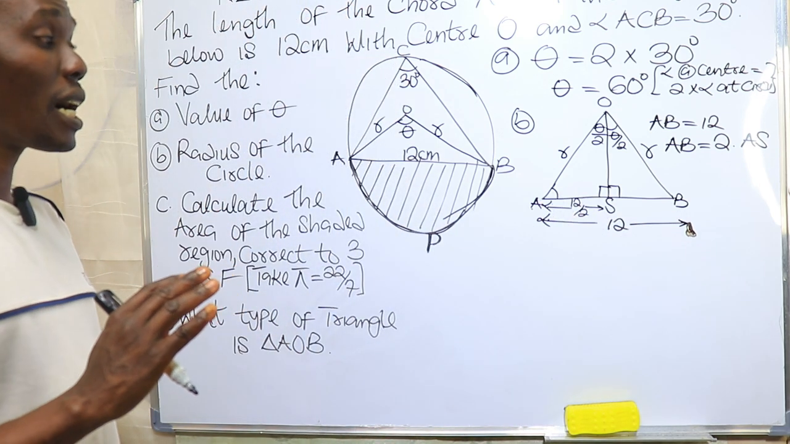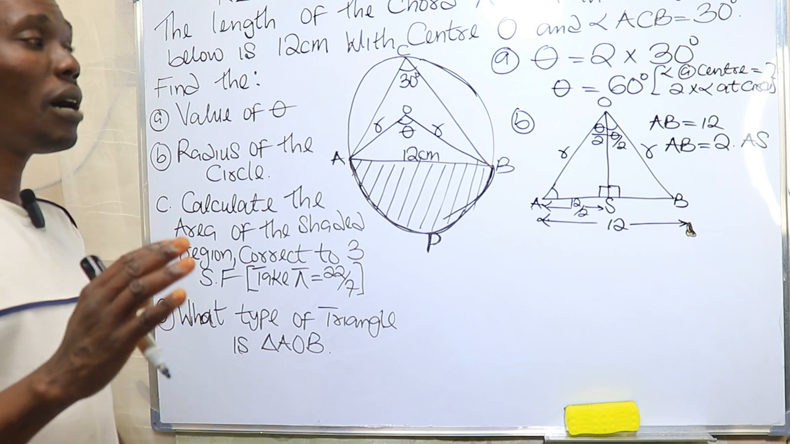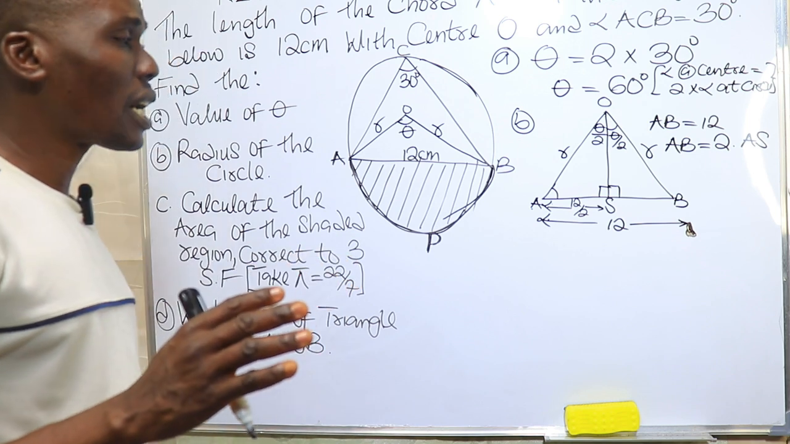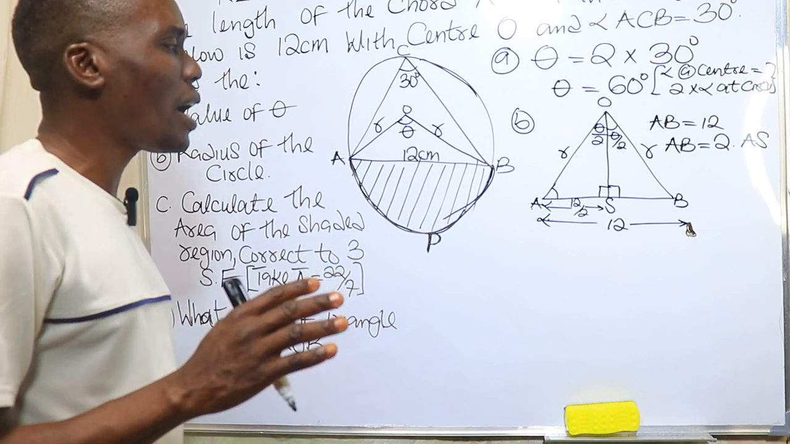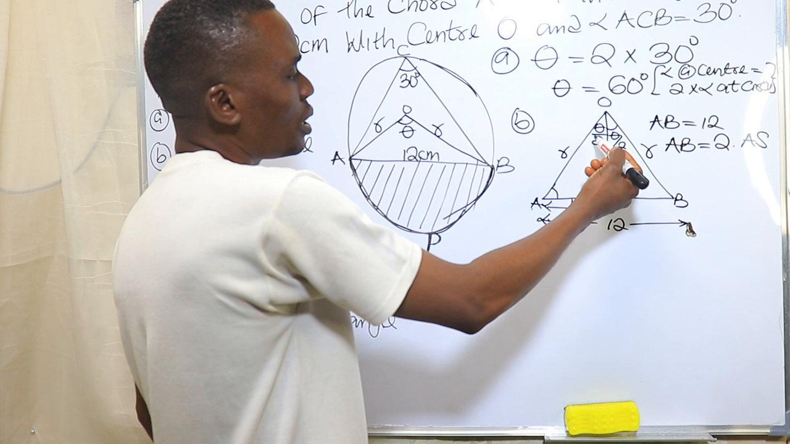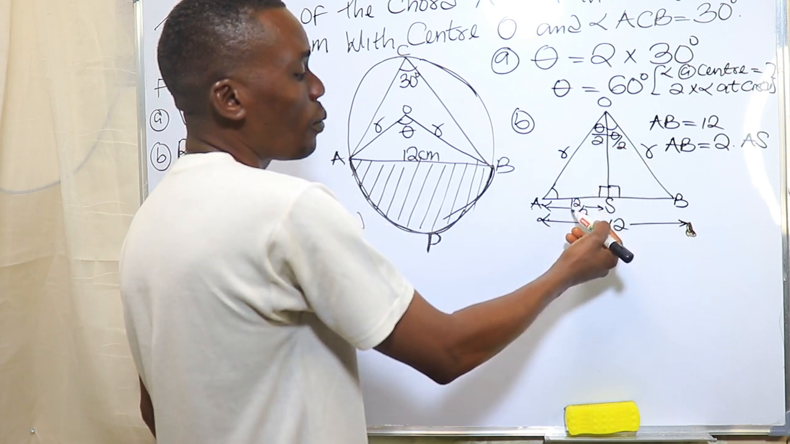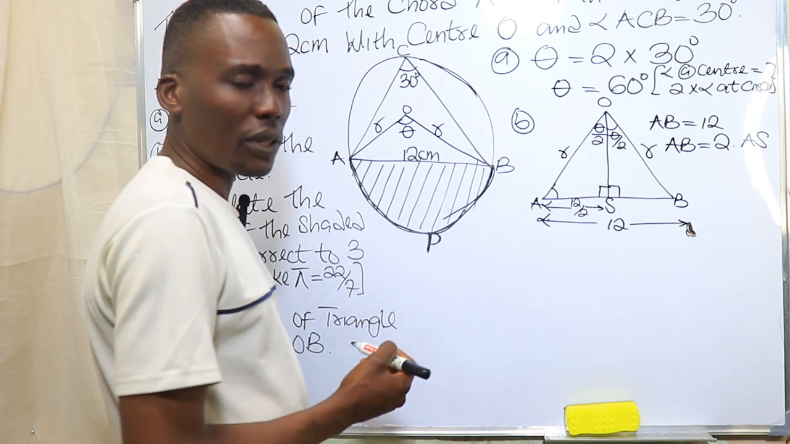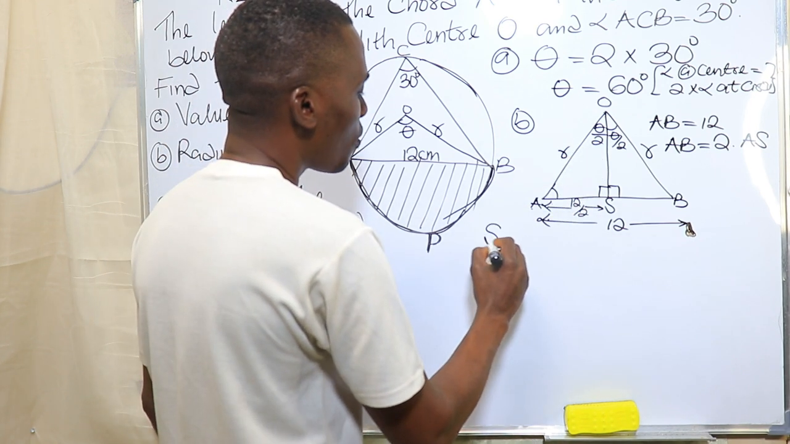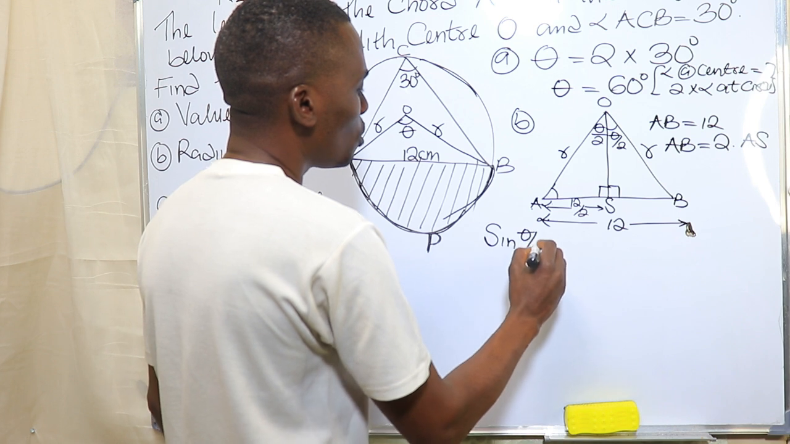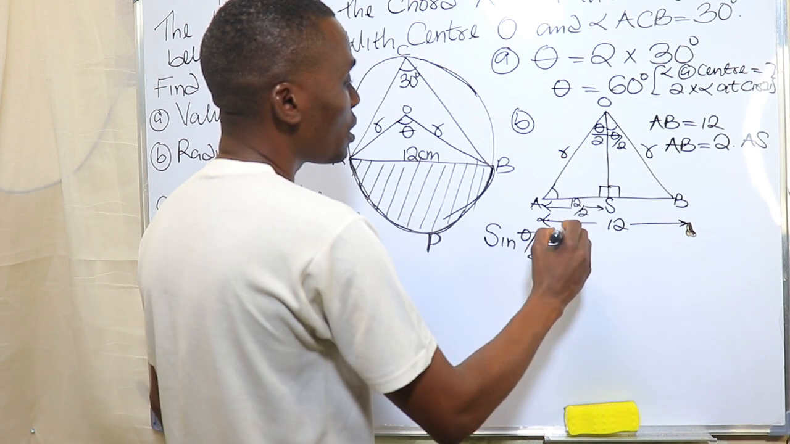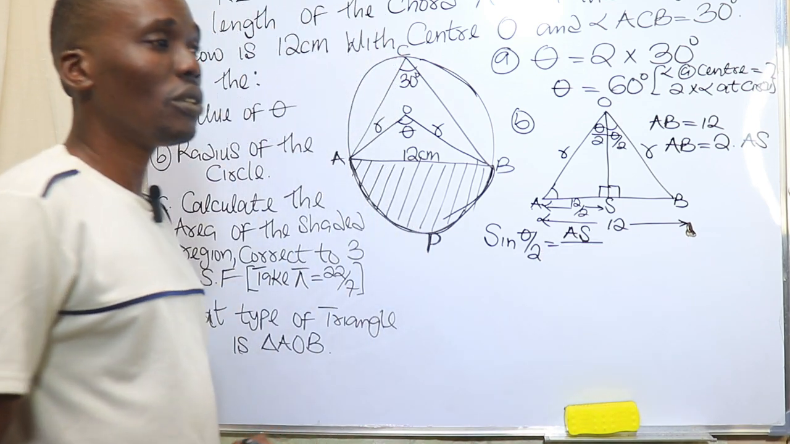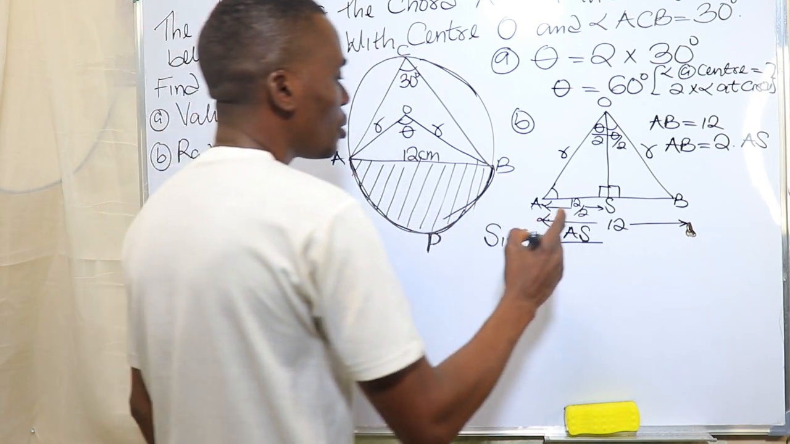Now from that point, I can isolate something. I can find my AS. But before I find my AS, I want to find this angle. The opposite of this angle is AS, while this is the hypotenuse. So the sine of theta over 2 will be equal to opposite, which is AS, divided by the hypotenuse, which is the radius.